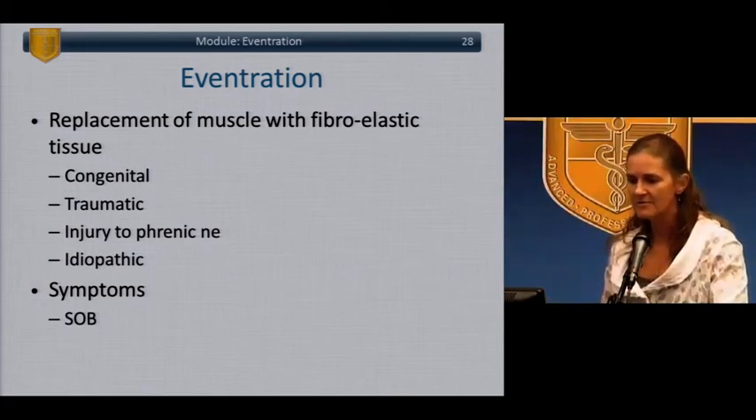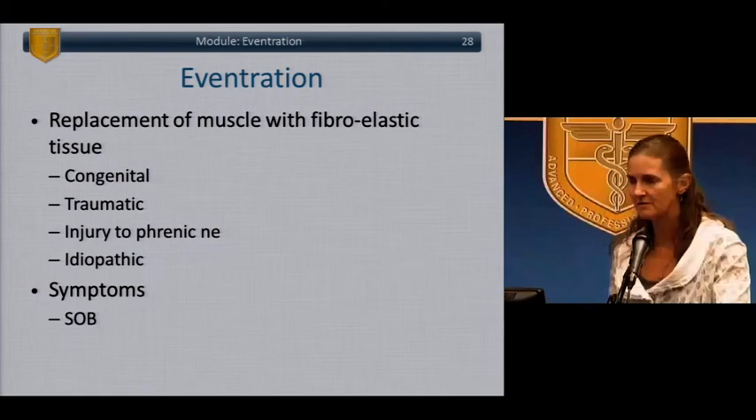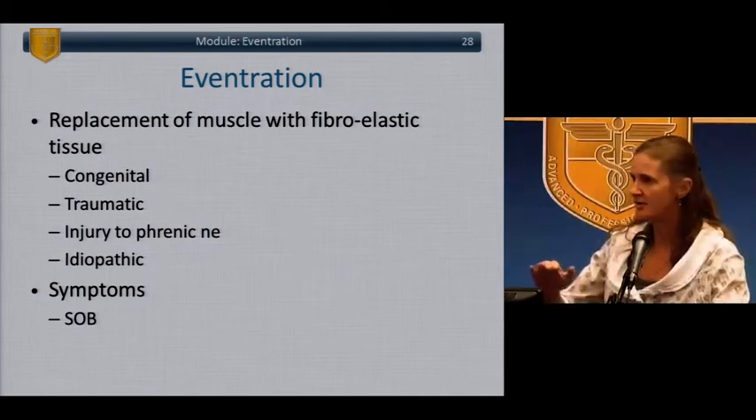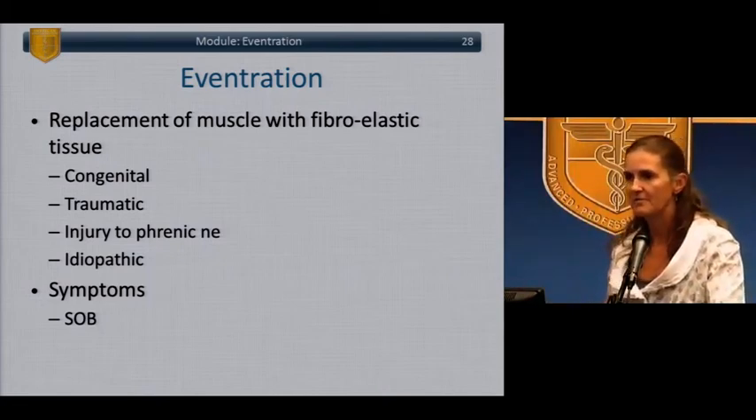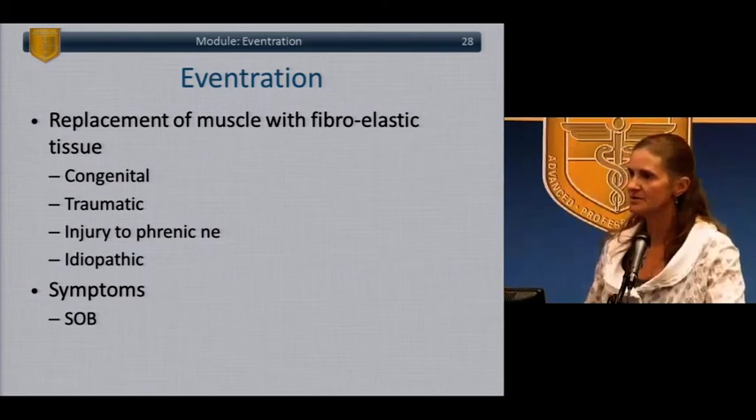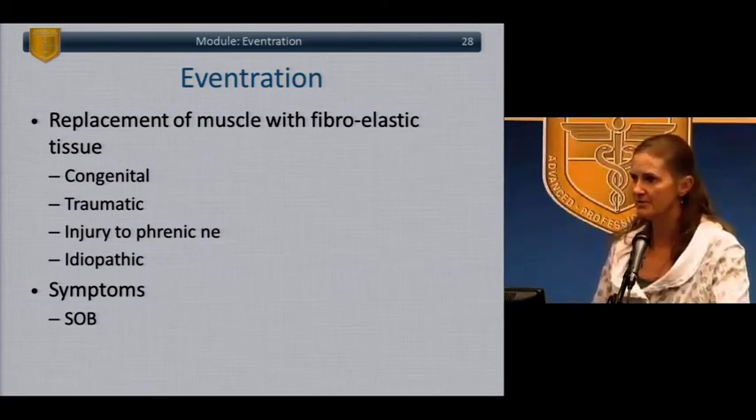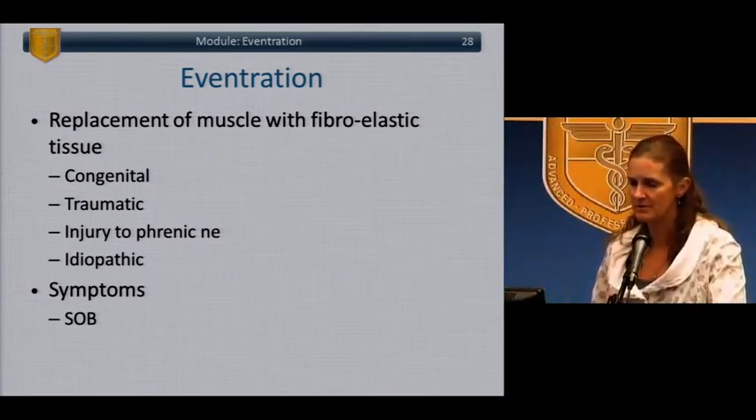Generally speaking, most of the time they're just sort of congenital, but they can be, in the sense that they are not born with them, but they do progress over time. But most of the time we find it from injury to the phrenic nerve, either traumatic injury or idiopathic injury from a flu bug or a virus or something that we don't really understand.